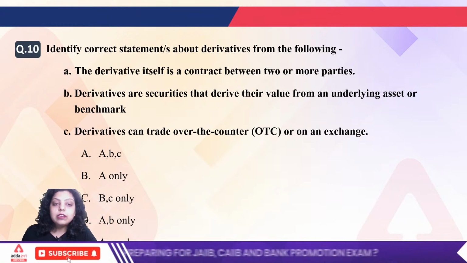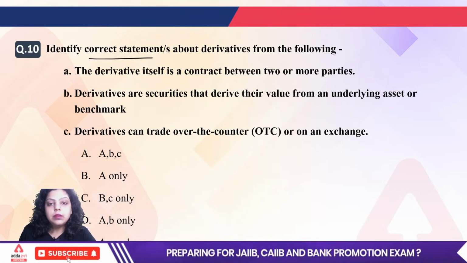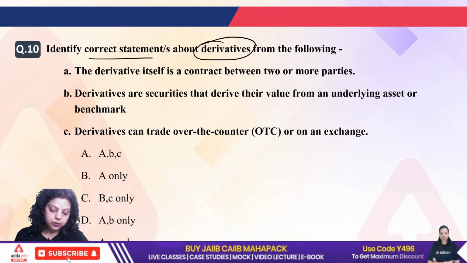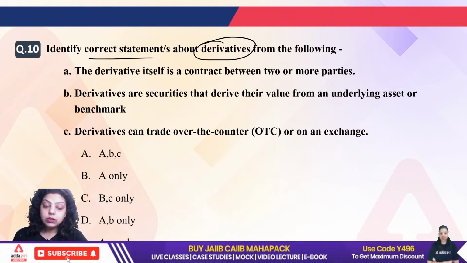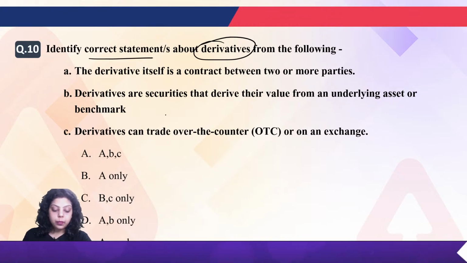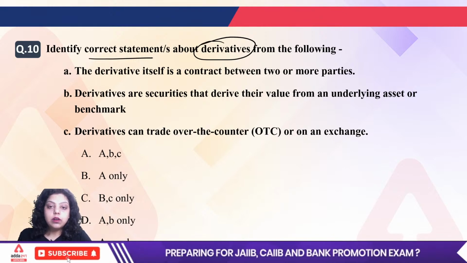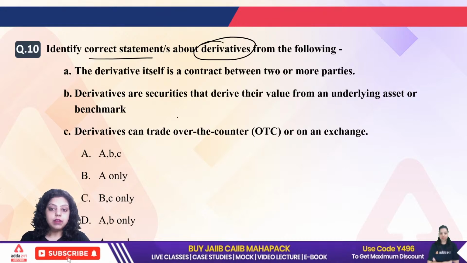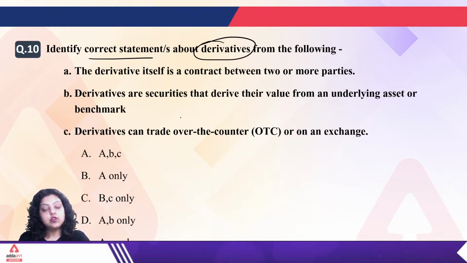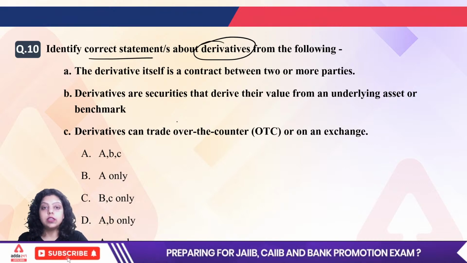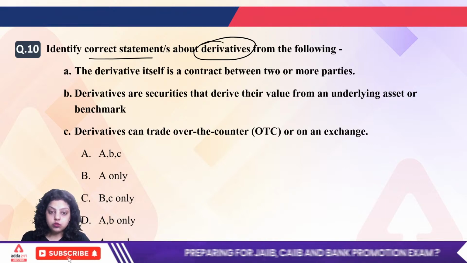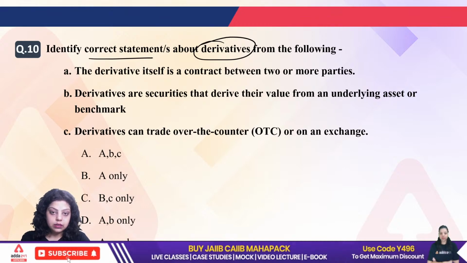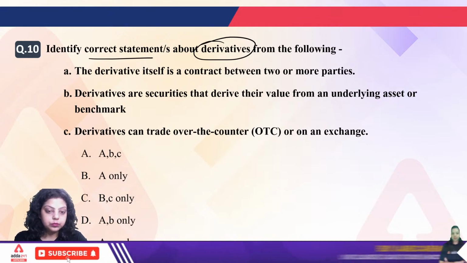Okay. Now the next question is: identify the correct statement about derivatives from the following. Now the question is related to derivatives. First is saying the derivative itself is a contract between two or more parties. Second is saying derivatives are securities that derive their value from underlying assets or a benchmark. Third is saying derivatives can trade over the counter or on an exchange. Which of the following is true regarding derivatives? A, B, C or D?